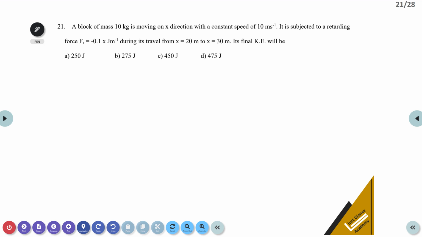A block of mass 10 kilogram is moving in the x direction with a constant speed of 10 meter per second. It is subjected to a retarding force, a variable quantity, 0.1 times x. These problems are based on variable force, not constant force. It travels from x equal to 20 meter to x equal to 30 meter. Its final kinetic energy will be?